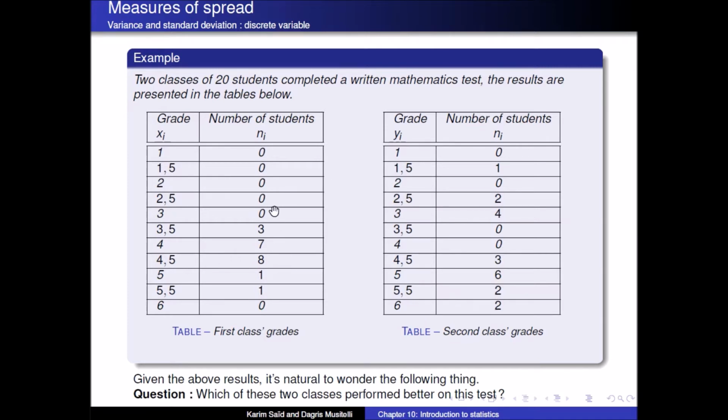So you can see the distribution is different. We have a lot of people here around the 3.5 and the 4, and here it's more dispersed, it's more spread. We have people near 1.5, 2.5, but also 5.5 and 6. A natural question can occur here: which of the two classes performed better on this test? So which one was the best?